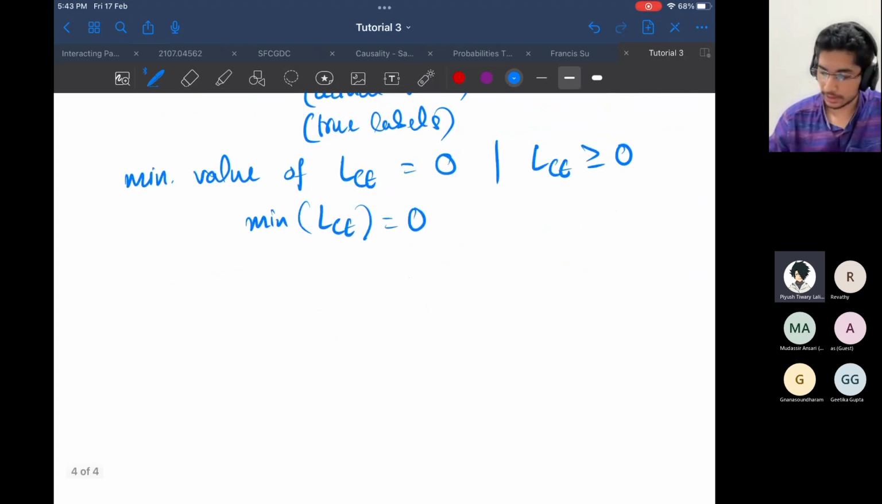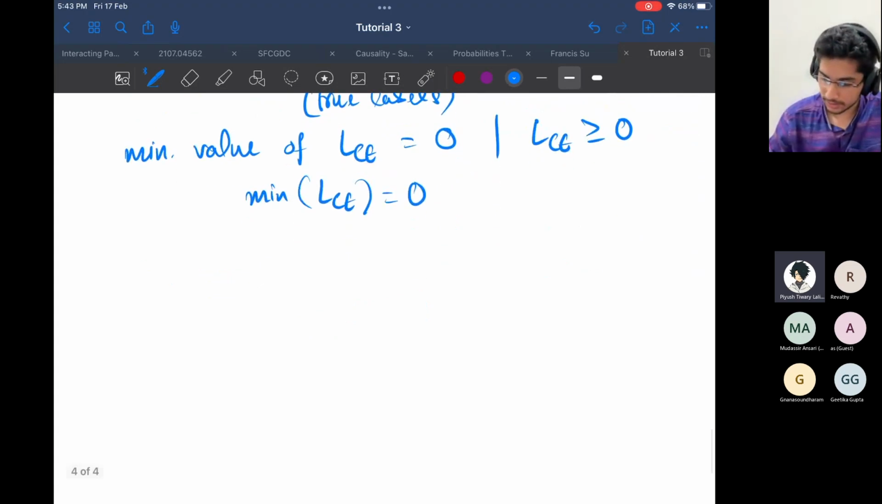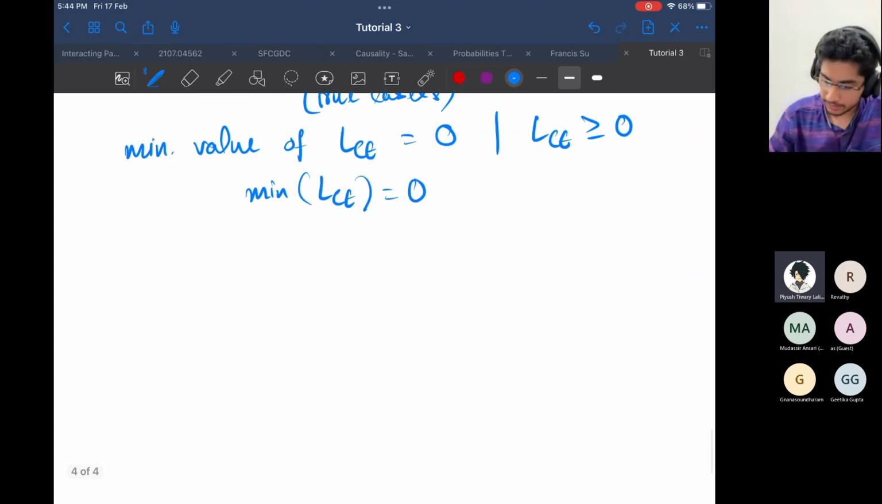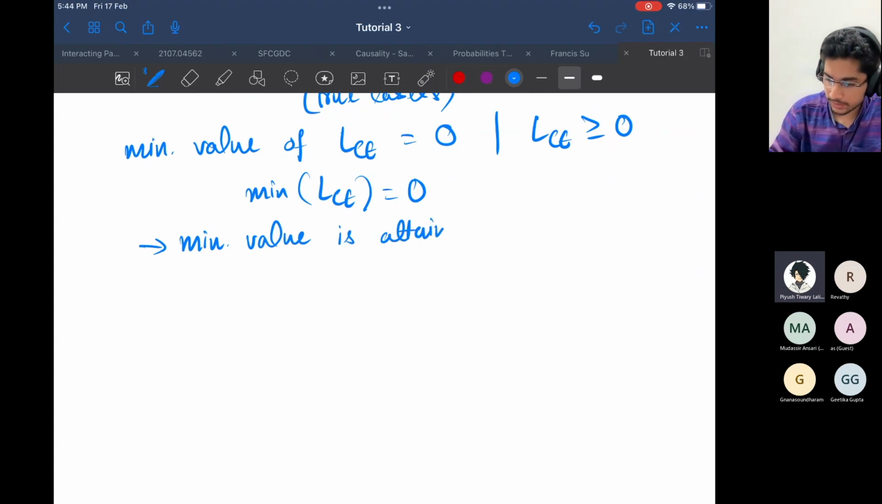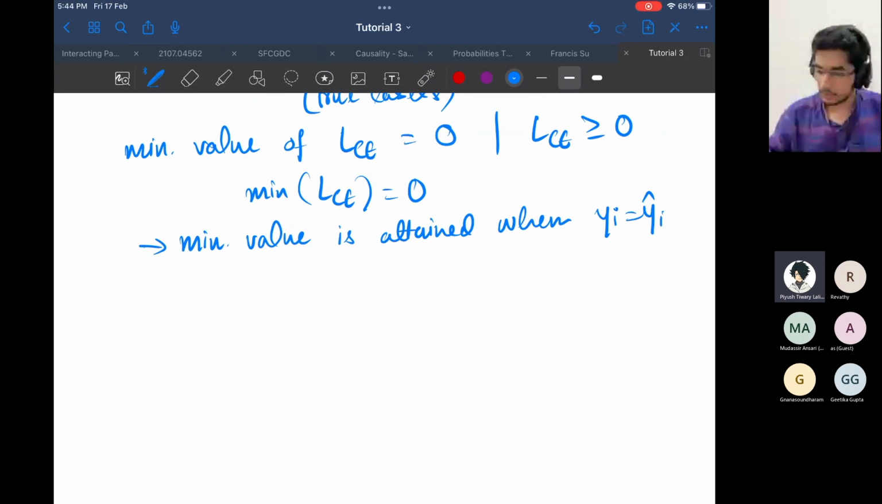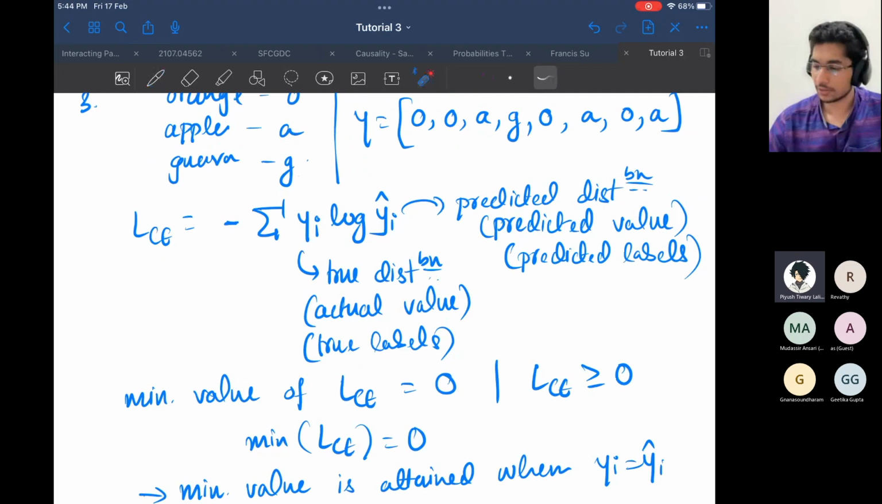If you remember, it was there in the lectures. If not, I will tell you: this minimum value is attained when yi is equal to yi hat. Basically what we are saying is a very simple thing: the predicted value is the same as the actual value. The cross entropy will attain the lowest value, and that is what is desired. We want our predicted values to be close to the actual values.